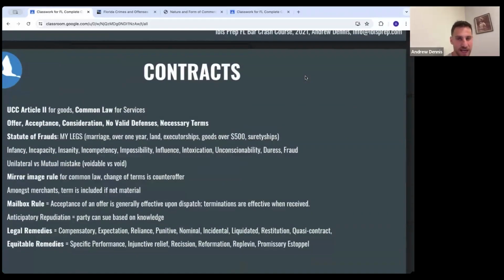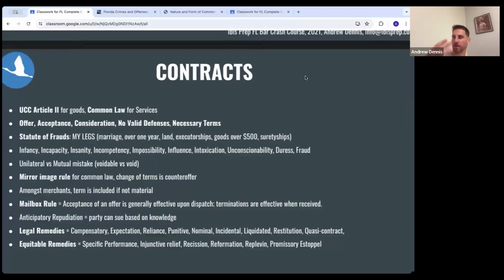Okay, so contracts. Torts is always where I score the best on the bar exams I've taken, but contracts, I think I have the best blueprint for.